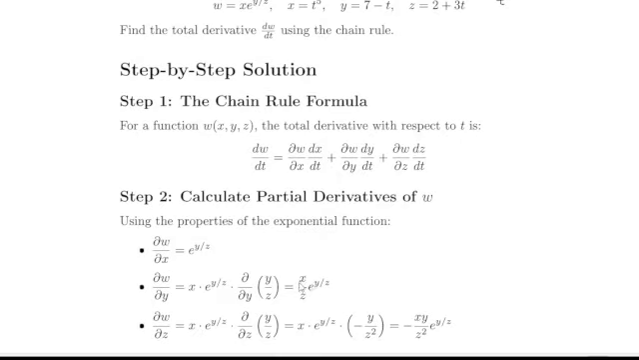And then when we take the derivative with respect to z, it's going to be the same thing, but we need to take the derivative of y over z with respect to z, which is just negative y over z squared. And so we have negative xy over z squared, e to the y over z.